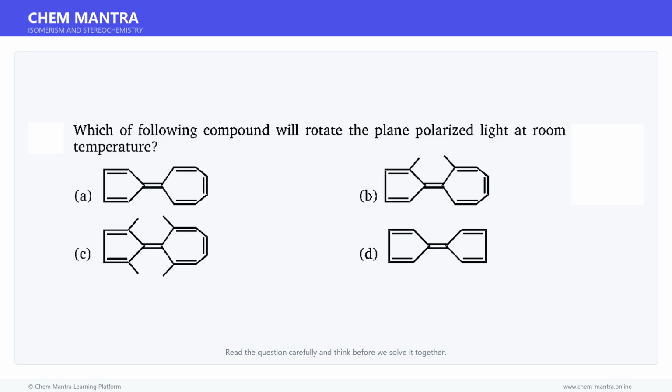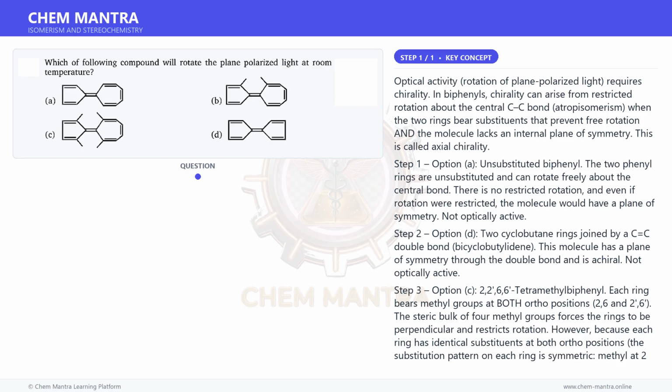Here is a question. Read it carefully and think about the answer. Let us solve it step by step. Let us first understand the key concept here. Optical activity, rotation of plane polarized light, requires chirality.